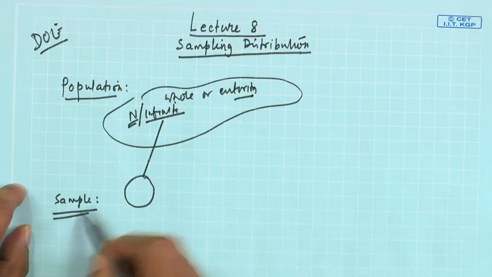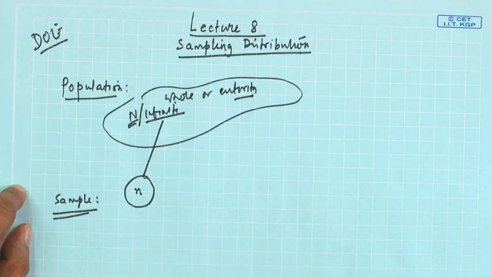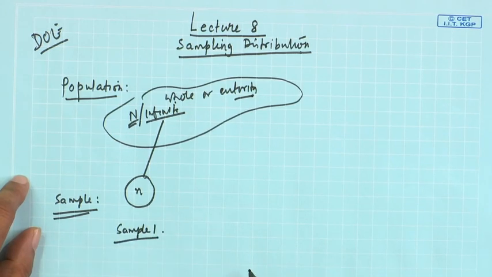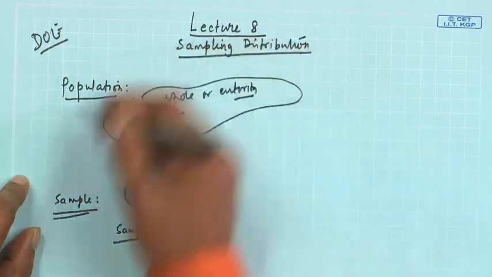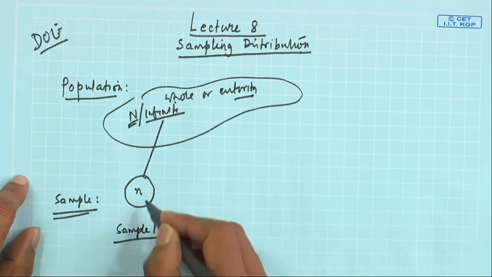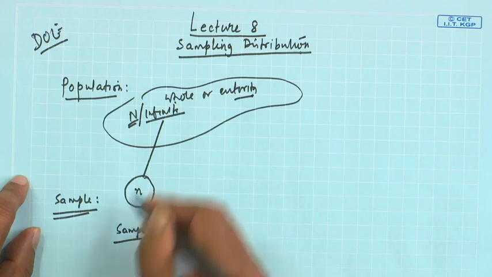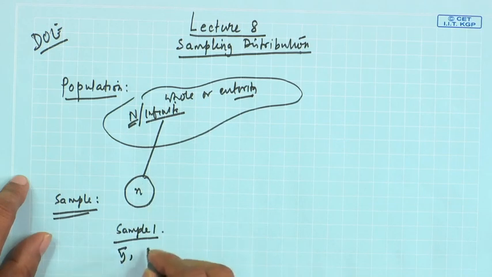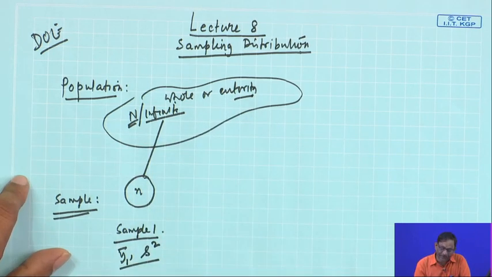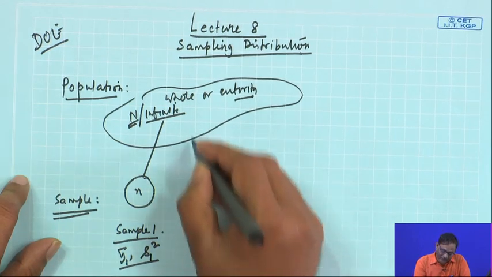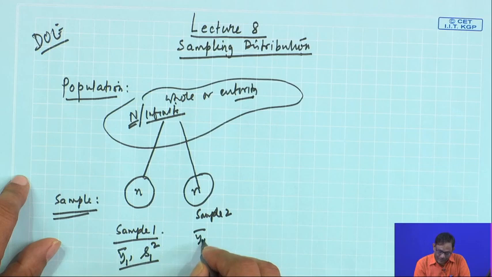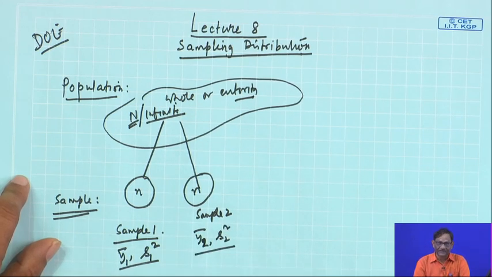Now, suppose you have collected a sample of size small n one time. This is my sample 1. So, you have collected a sample of size n from the population, may be finite, may be infinite. Theoretically, we start with an infinite population. Now, you compute statistics from that sample, like the sample average y bar and the sample variance s square. As this is my first sample, I can say this is y1 bar, s1 square. Let us collect another sample of size n, which is sample 2, and here we get y2 bar and s2 square, the sample statistics of interest.